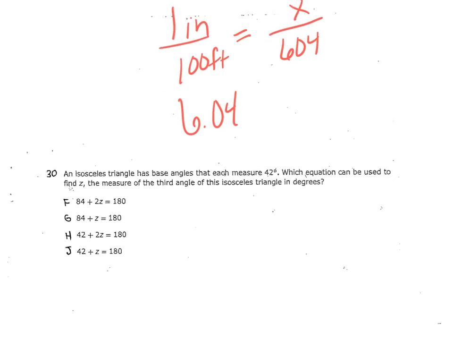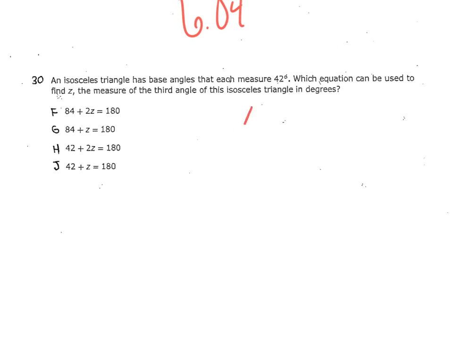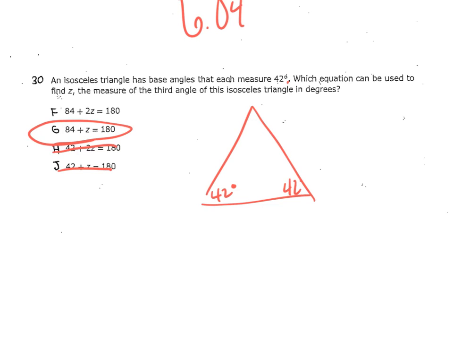And then number 30. An isosceles triangle has a base that measures, isosceles means 2 sides are the same. So a base that measures 42, which equation can be used to find Z, the measure of the third angle? Well, 42 times 2. Okay, this doesn't work and that doesn't work. So it's got to be 84 plus Z. So I say it is, hold on. G is the answer because we're 42 plus 42 and then add in your last angle, which is G. Okay, so you should have gotten all those right. Check them and look over and let me know.